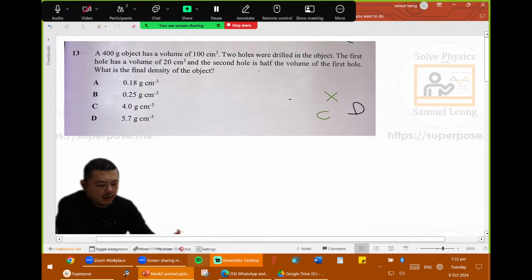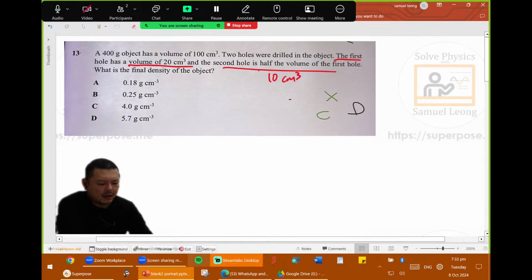Okay. So it says first hole has a volume of 20 and the second hole is half the volume of the first hole. So it's a bit silly. So basically, the second hole is just 10, right? 10 cm cube, right? Okay.